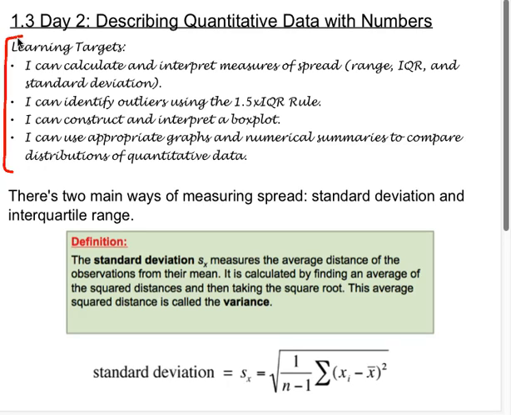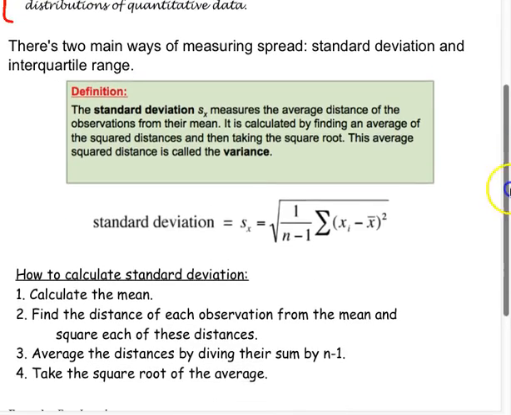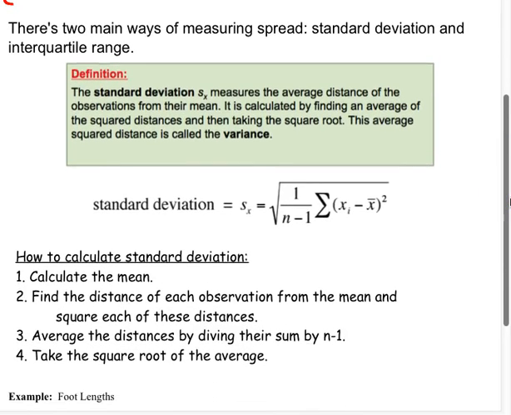All right, so first, standard deviation. There's two main ways of measuring spread, standard deviation and interquartile range. Today we're going to touch on both of those. Beginning with standard deviation, it measures the average distance of an observation from their mean. It's calculated by finding the average of the squared distances, then taking the square root. This average squared distance is called the variance. Basically, variance is before you square root to find the standard deviation, okay?